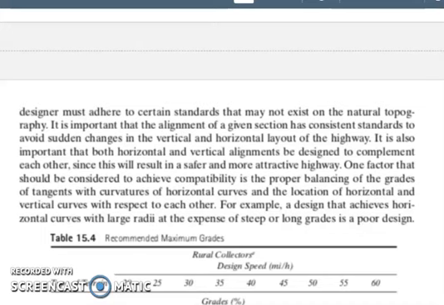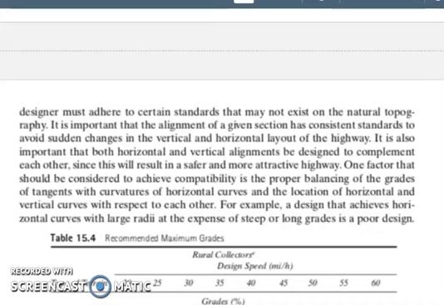One factor that should be considered to achieve compatibility is the proper balancing of the grades of tangent with curvature of the horizontal curve, and the location of the horizontal and vertical curve with respect to each other. For example, a design that achieves a horizontal curve with large radii at the expense of steep or long grades is a poor design.